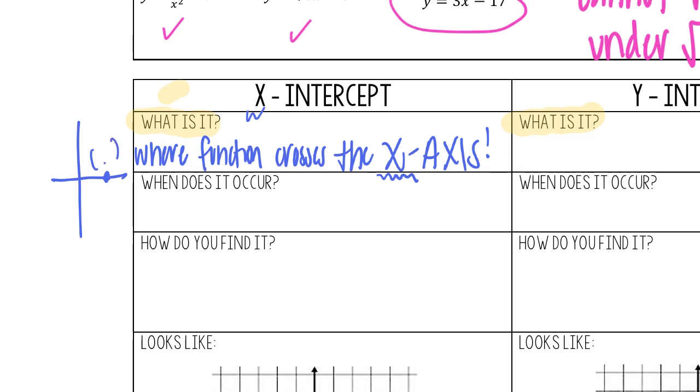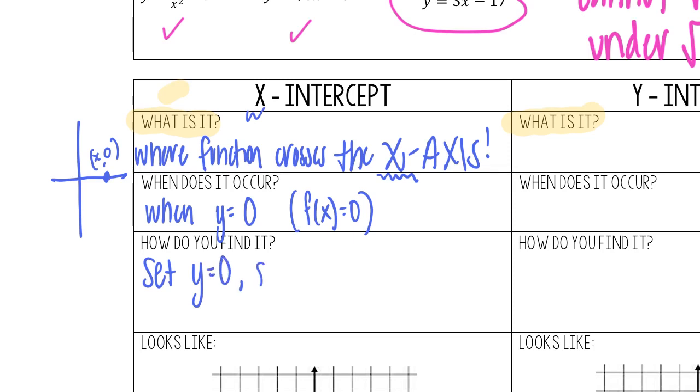It occurs, of course, whenever you cross the x-axis. And I want y'all to remember what the y value equals at this point. So you have the x value. Anywhere along that x-axis, your y value is going to equal 0. So it occurs when y equals 0, or when f of x equals 0. Remember, f of x and y are synonymous to each other. So using that information, if you're given an equation and want to find the x-intercept, you set the y value equal to 0 and solve for x. That's how you would find it if you were given an equation.